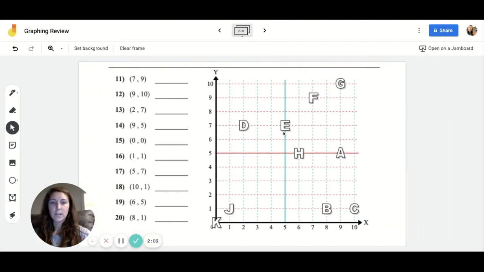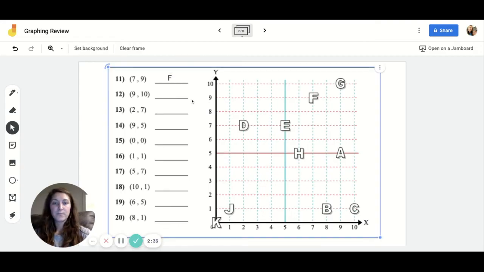Now we are given letters on a coordinate plane, and we are given points over here, but we have to identify the letter that is assigned at that location on the coordinate plane. So the first one is 7, 9. If I start down here at the origin, I have to go over to the 7, and then I've got to go up to the 9. As I go up, I see that at that point I would have the letter F.